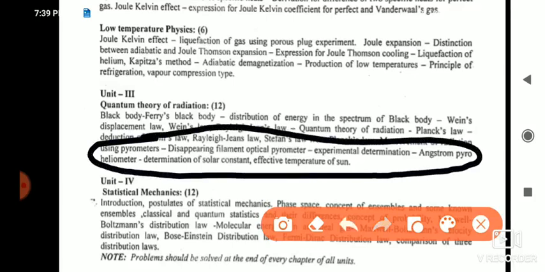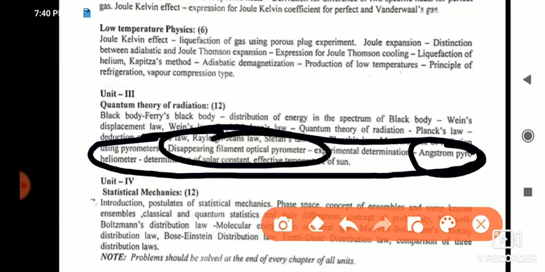Because in the first part, we have four long answers. You may be asked Wien's law, Rayleigh's law, and Planck's law, and deduction of Wien's law and Rayleigh's law from Planck's law. So four long answers. And if you prepare the second part, compulsorily you may get one question from the first part and one long answer question from the second part. So for the long answer, you will go for this disappearing filament optical pyrometer and angstrom pyrheliometer.